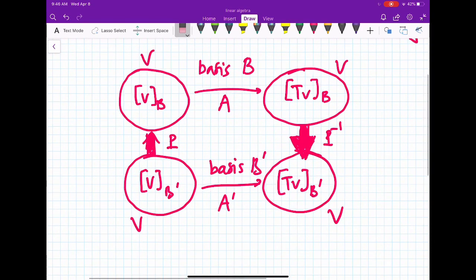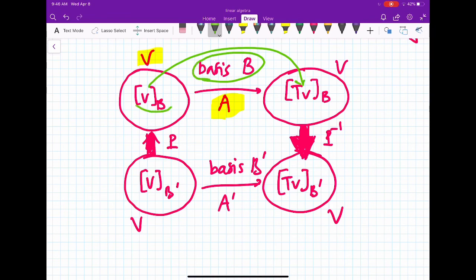You have some vector space V, and then you consider some linear transformation, which corresponds to a matrix A. So you go from V to TV right here, and suppose that in vector space V you consider some basis B. You have the coordinate of V in the basis B. Since T is linear, we know how to find the coordinate of TV in that basis.